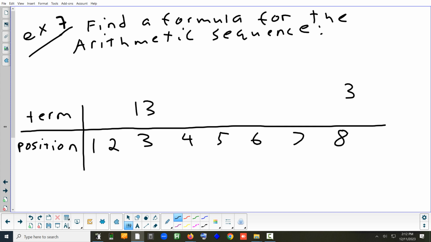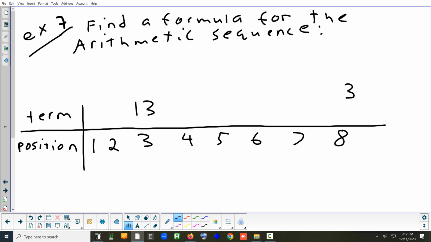Reverse engineer it. Okay, so we know it's an arithmetic sequence. So what does that mean you have to be doing to get from one term to the next? Adding or subtracting the same number every time. So I would figure out how do you get from 13 to 3? What do you think you have to do each time?